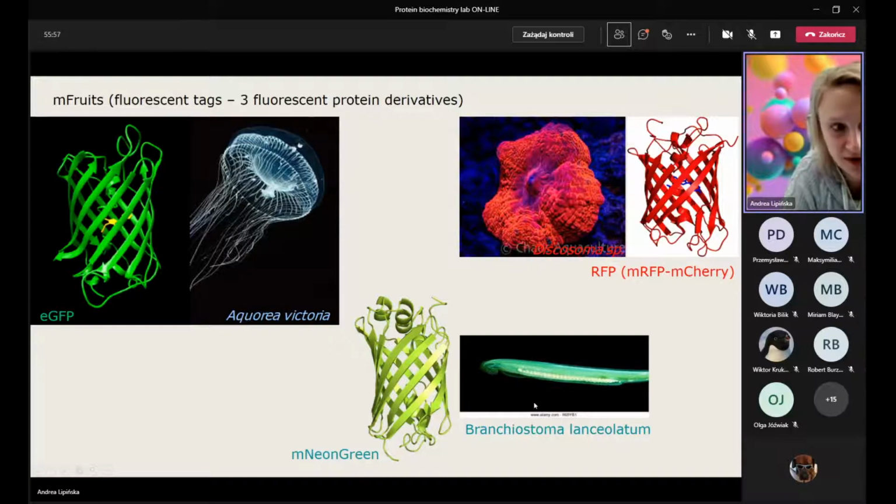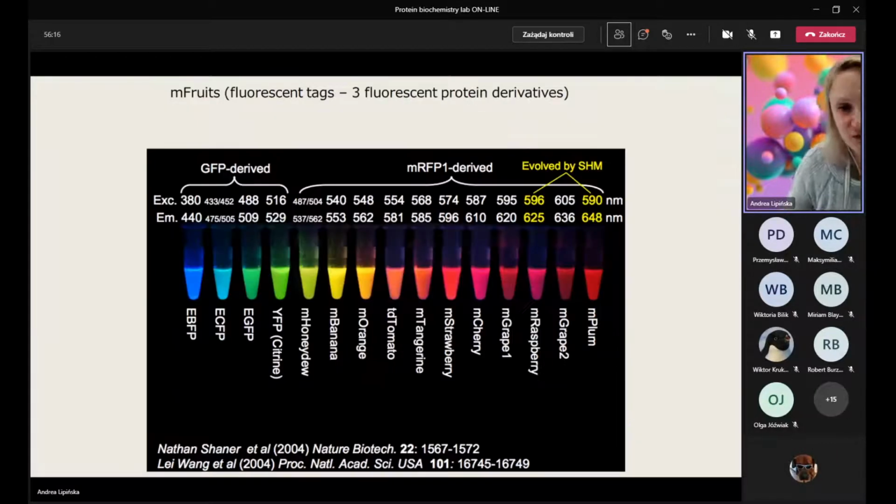It's also green, it's brighter than GFP and more stable than GFP. It had to become monomeric, so it's also changed by mutations to be monomeric. And I think all the other names are just variants of those three. Like, for example, we have clover, which is a variant of GFP, and we have M fruits, which are derived from red fluorescent protein, monomeric red fluorescent protein, like we have D tomato, we have M orange, we have M plum, far red, M banana, and so on. And we have blue versions of GFP, which are also used.